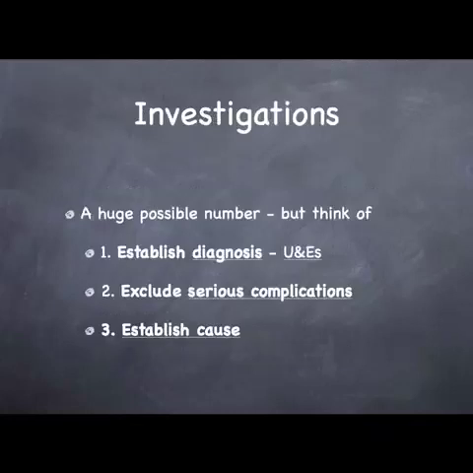There are three important things from an investigative point of view to do. Firstly, you want to establish the diagnosis. And as we said earlier, this is usually done via the urea and electrolytes. Next, you want to exclude some of the serious complications of acute renal failure. And last, you want to establish the cause and treat it.